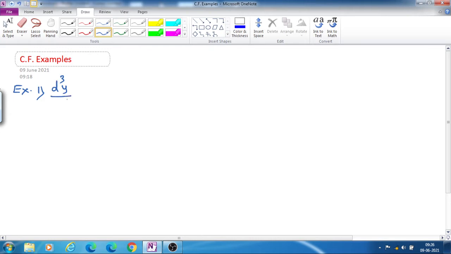d3y by dx cube plus 6 d2y by dx square plus 11 dy by dx plus 6y is equal to 0.